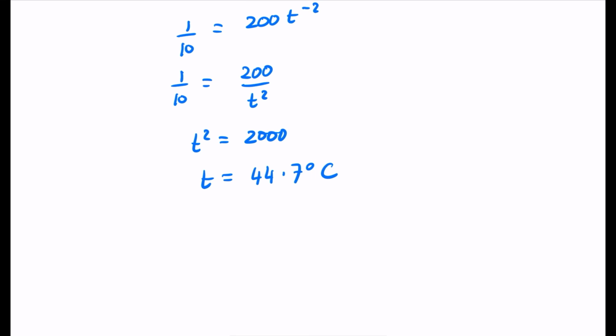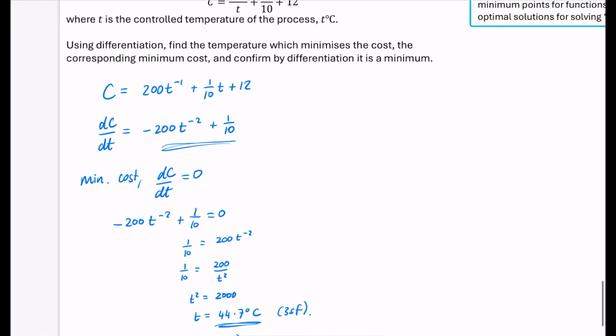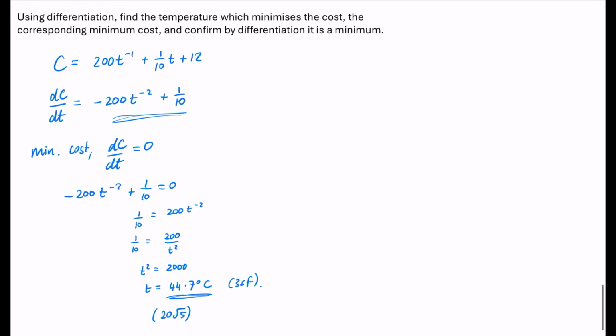44.7 degrees Celsius. And I've just done that to 3 significant figures that we've got here. But on my calculator, it did initially come up as 20 root 5, which might be useful to use for substituting later on. So that is the minimum temperature that minimizes the cost. Now we're going to find the minimum cost. Now we're going to use the original formula for this, which is this one.